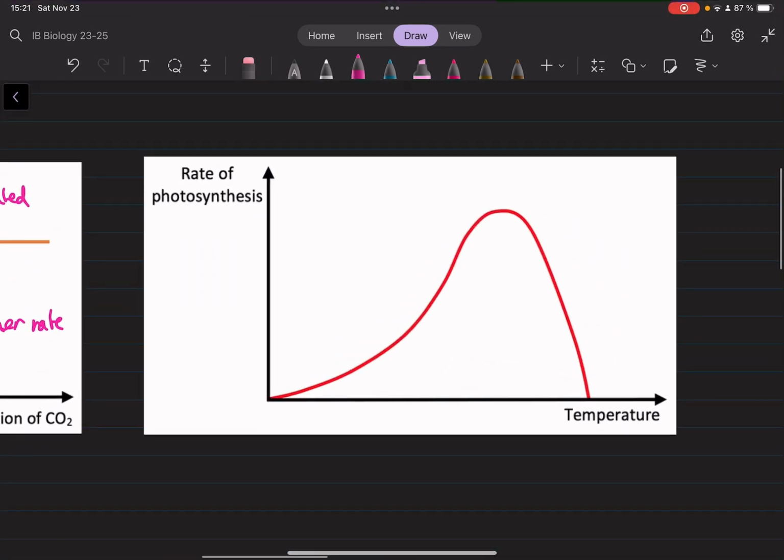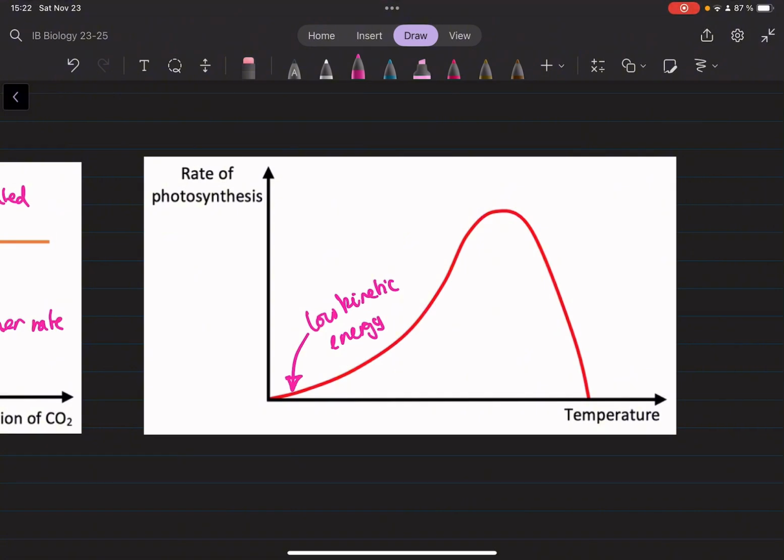Then you've got temperature. So at low temperatures, you've got low kinetic energy. That means that the molecules will be moving around a lot less, which means that there will be less collisions between the reactants essentially. And obviously, if the reactants aren't colliding, that means that there isn't going to be a lot of reactivity happening. There's not going to be a reaction. Well, there is, but the rate isn't going to be very high.